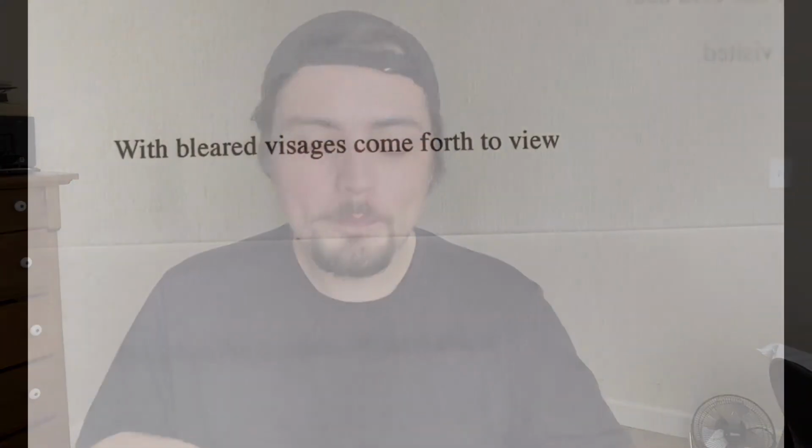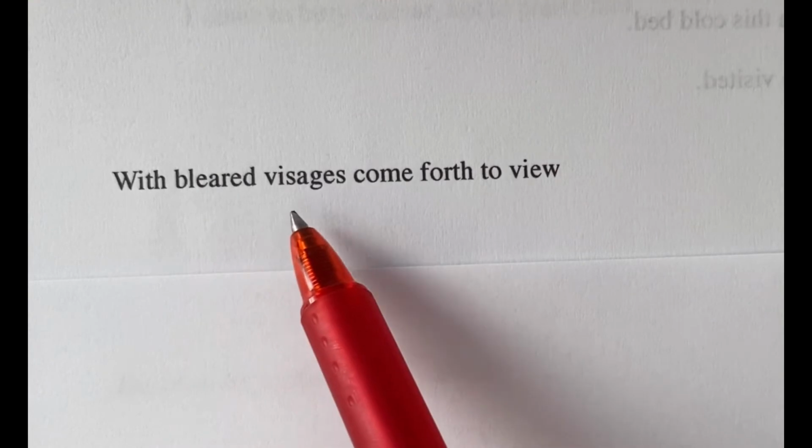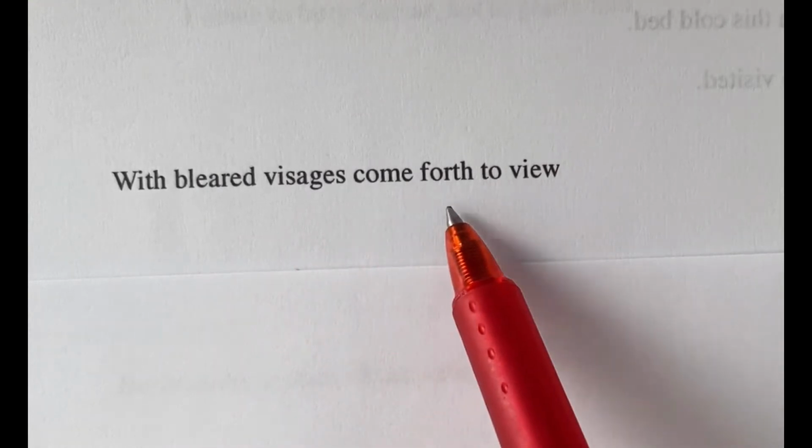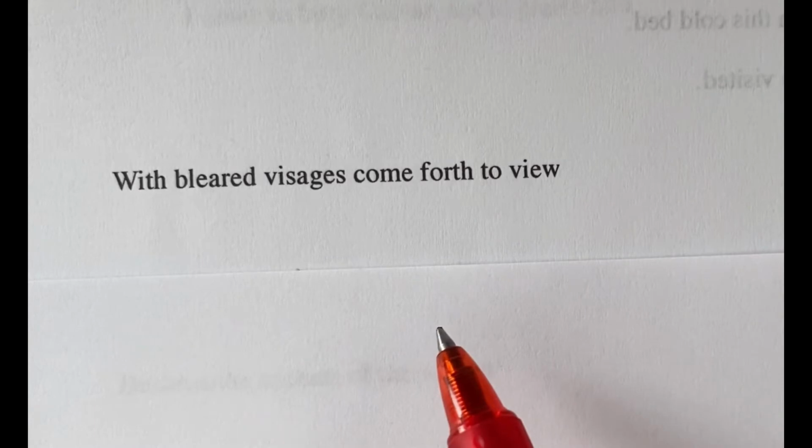So we've talked about lines with more syllables than we'd expect, but you'll come across the opposite problem too. Sometimes you'll have a line with too few syllables. Something like the line, "with bleared visages come forth to view." In this example, we only have 9 syllables, but we can make it fit 10. So here's our example from King Lear. If we count these syllables, that's 9 syllables in this line. Now we want to expand this to create a 10-syllable line of iambic pentameter.